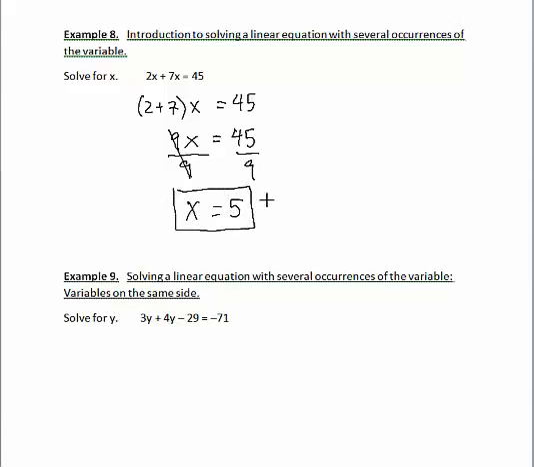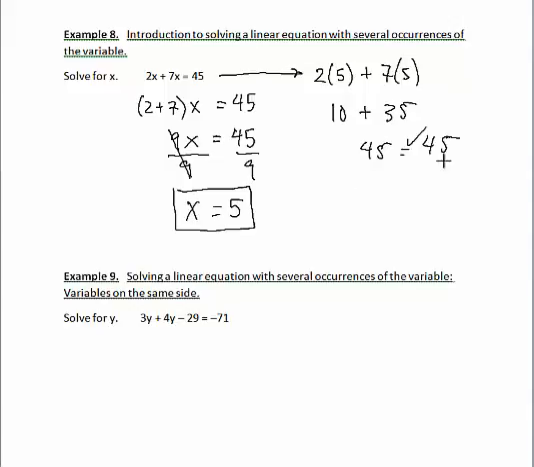X is by itself. If we plug that back into the original equation, 2 times x would be 2 times 5 plus 7 times 5. 2 times 5 is 10. 7 times 5 is 35. 10 plus 35 is 45. And that does equal the right hand side.